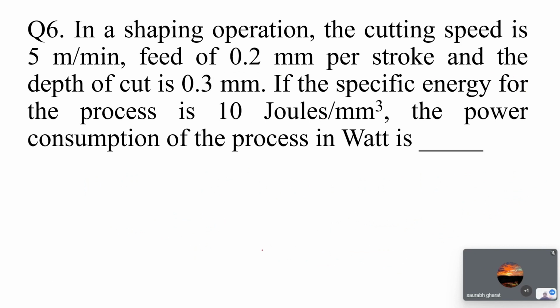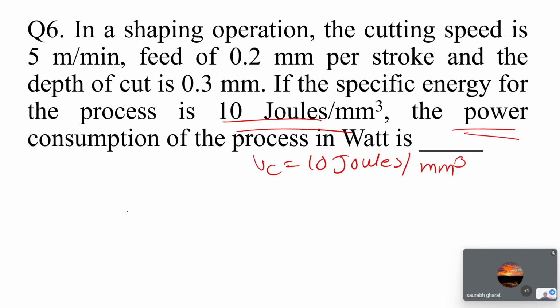Okay, in the shaping operation, the cutting speed is 5 meter per minute, the feed is 0.2 millimeter per stroke, and the depth of cut is 0.3 millimeter. The specific energy, that is UC, is given to you as 10 joule per millimeter cube. They will ask for power.